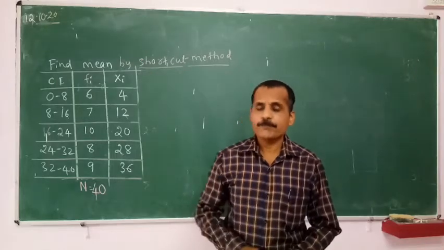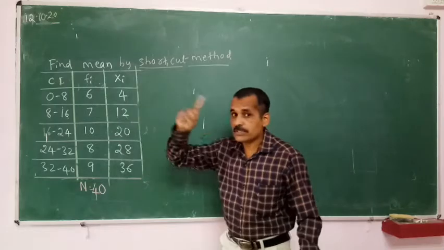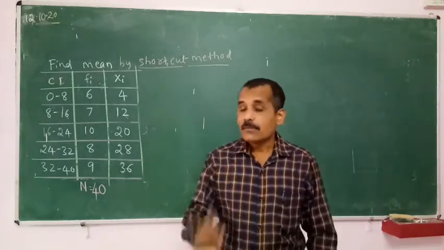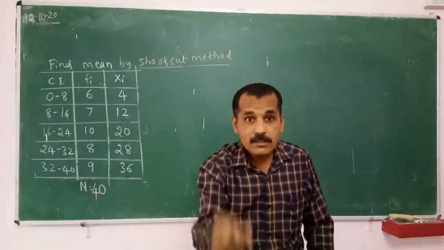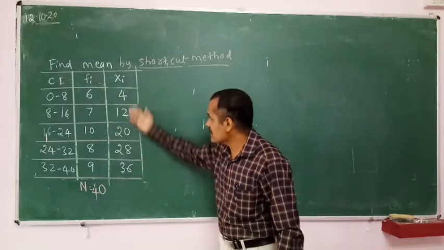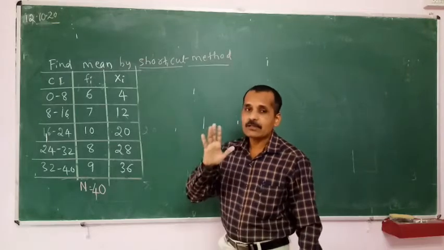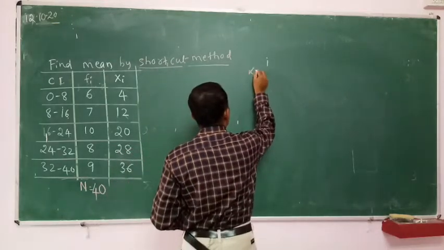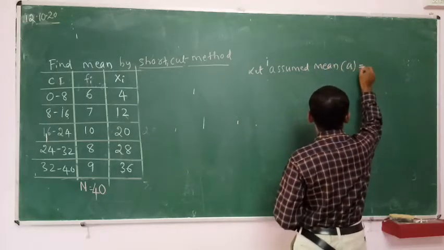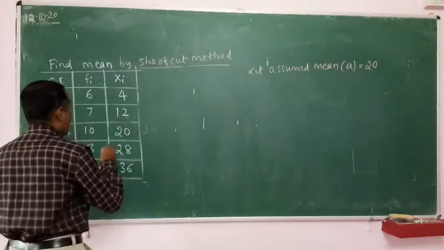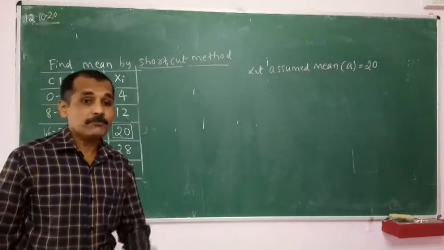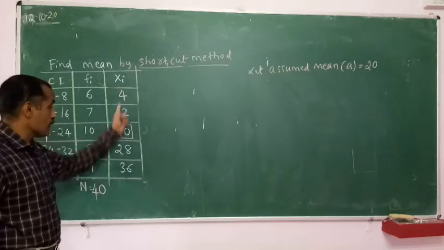What do we do in the shortcut method? Listen carefully. Among these xi values, we choose one value as the assumed mean. It must be from these xi values only. Preferably, we take the middle value. The middle value is, say, 20. This 20 I will take as the assumed mean. Let assumed mean A is equal to 20. I have chosen this value as the assumed mean. The assumed mean is a value chosen from the xi values only, preferably the middlemost value.